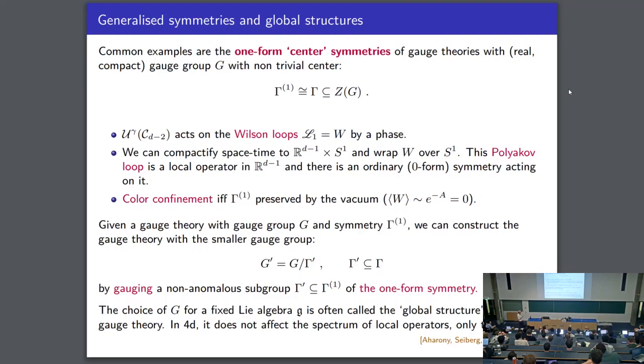A related construction, which will be important also in this talk, is the so-called Polyakov loop, which is what you do when you wrap the Wilson line on a circle. So in the ordinary QFT, it will be finite temperature. In my case, it's like fake finite temperature with supersymmetry.